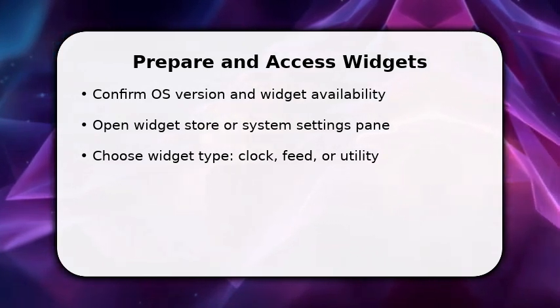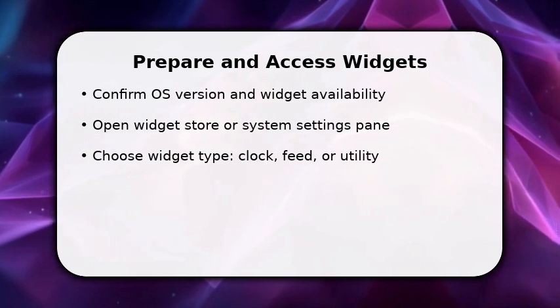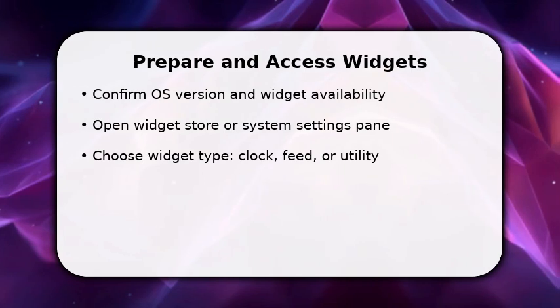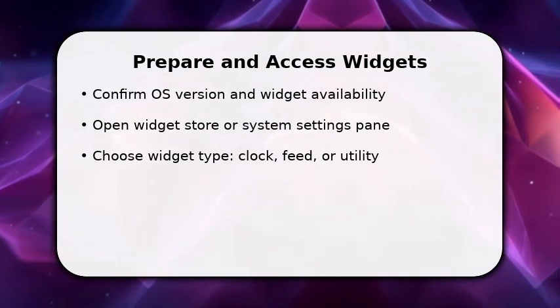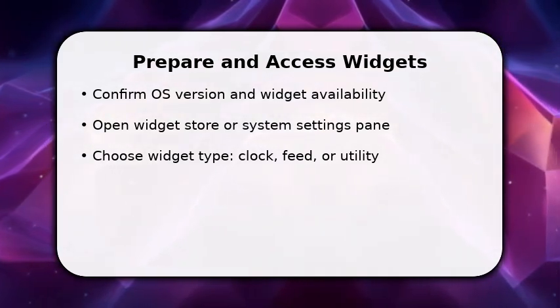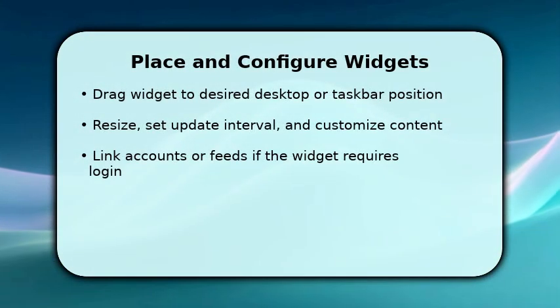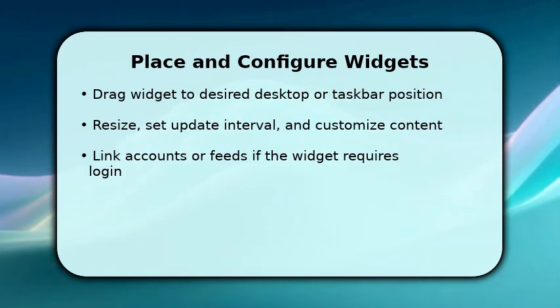Once done, click Add or Install to place a placeholder on your desktop or panel. Make sure to note any permissions requested so you can adjust them later for proper function. You'll drag the newly added widget to its desired desktop or taskbar position so it's accessible when you work. Then you must resize and set the update interval.